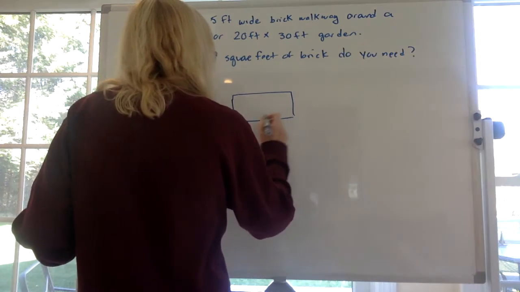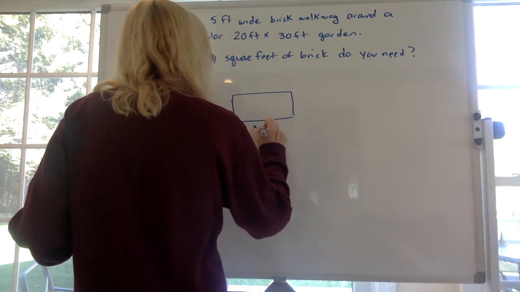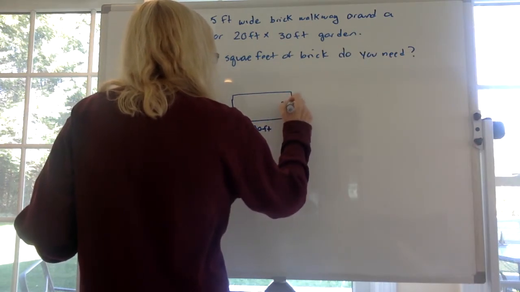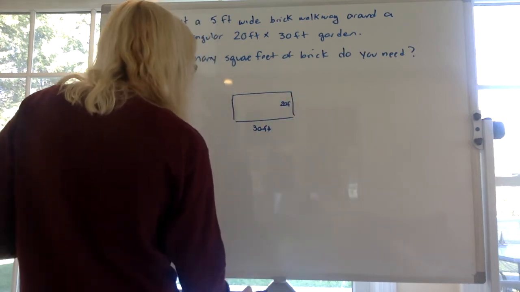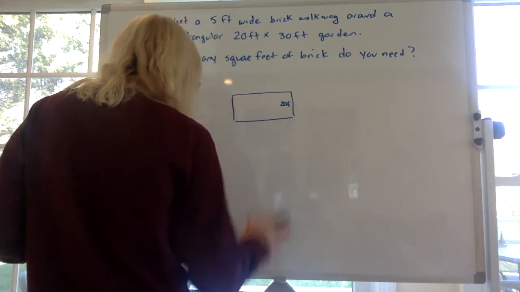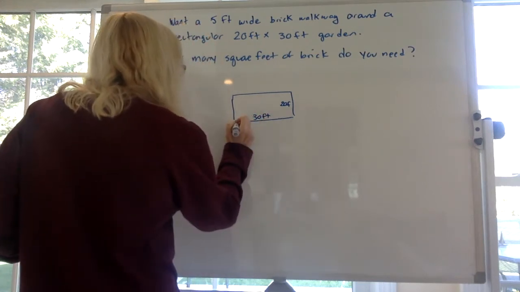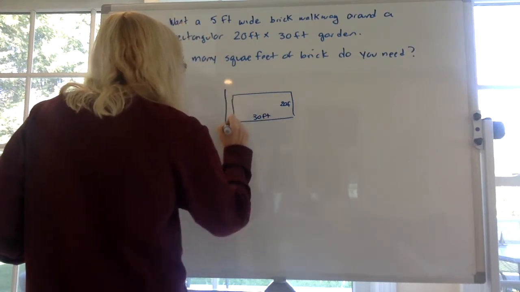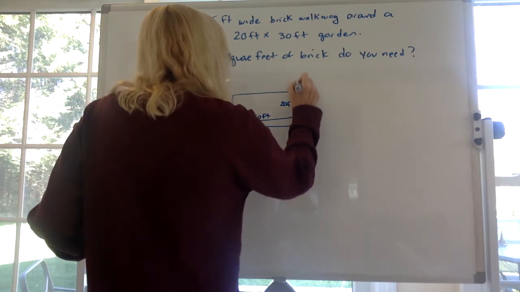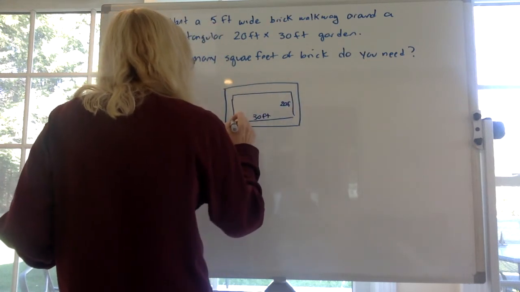So here's the garden. Here's the 30 feet. Here's the 20 feet, right? Maybe I'll put that 30 feet inside. Okay, now around that, we want to build a brick walkway. So this is all brick.